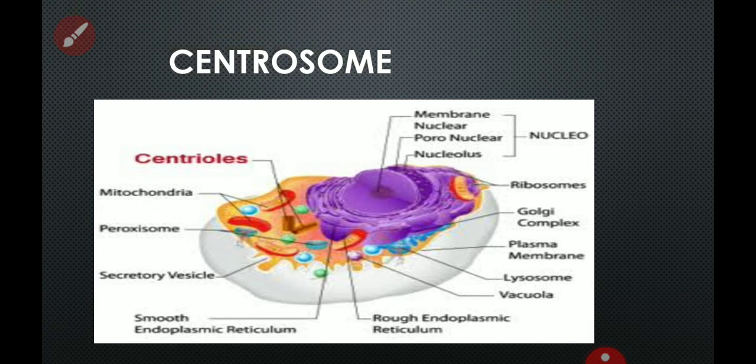Let's start the revision of centrosome. I have told you about centrosome, that centrosome is the structure present only in animal cell and absent in plant cell. And inside the centrosome, two centrioles are present which are arranged perpendicular to each other. Now, you all know that perpendicular means making an angle of 90 degree.